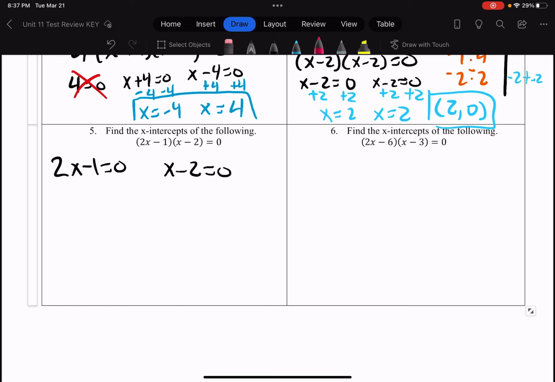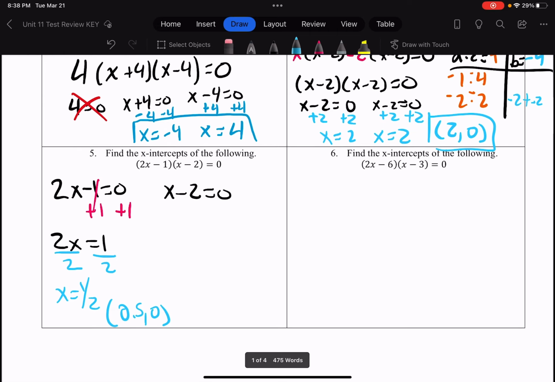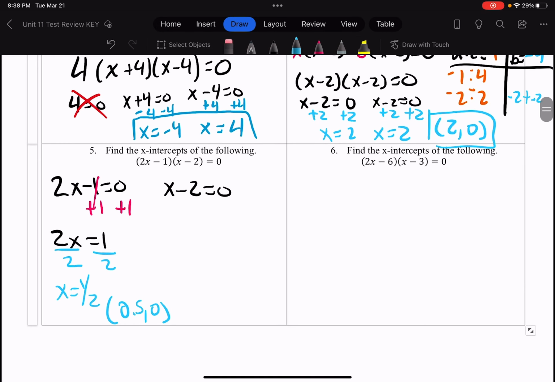First step on number 1 is I'm going to add 1 to both sides. So I've got 2x minus 1 equals 0. Add 1 to both sides. That's going to leave me with 2x equals 1. Then I'm going to divide by 2. And that leaves me with x equals 1/2. So if I write out that x-intercept, I could say (1/2, 0) or (0.5, 0). My next x-intercept is pretty easy to find. All I have to do is add 2 to both sides.